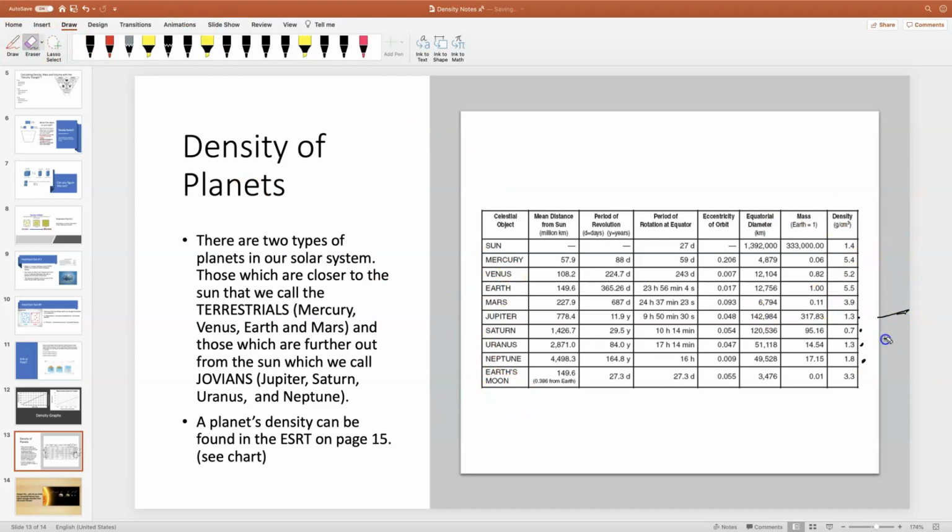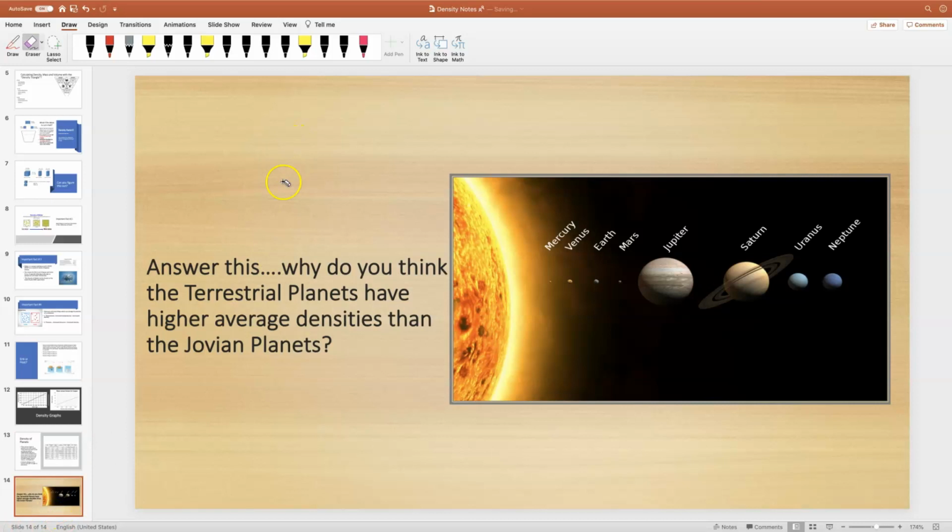And if we refer to our final and last slide here, it shows you a picture of our solar system. And this was a Regents question a couple years ago. It says, why do you think the terrestrial planets, again, these first four, have higher average densities than the Jovian planets? And again, this is pretty straightforward stuff.